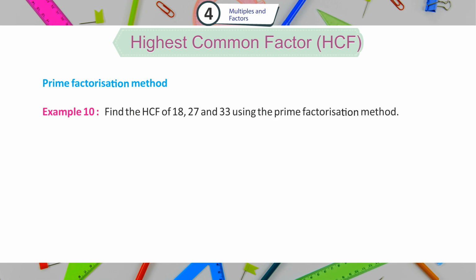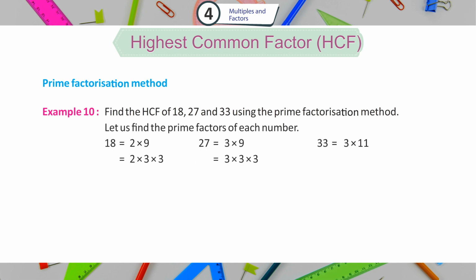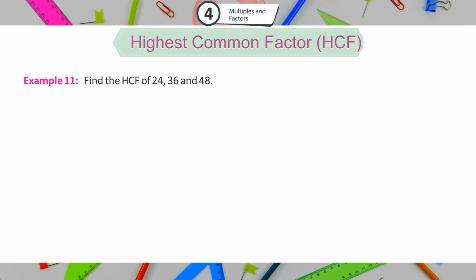Prime factorization method. Example 10. Find the HCF of 18, 27, and 33 using the prime factorization method. Let us find the prime factors of each number. 18 is equal to 2 into 9, which is 2 into 3 into 3. 27 is equal to 3 into 9, which is 3 into 3 into 3. 33 is equal to 3 into 11. Thus, the HCF of 18, 27, and 33 is 3.